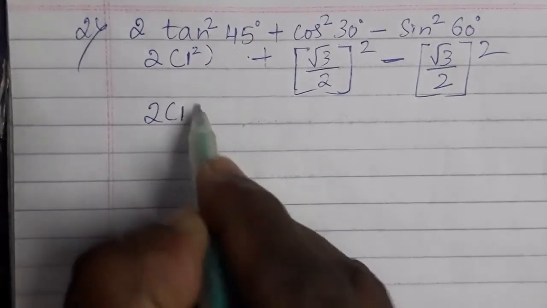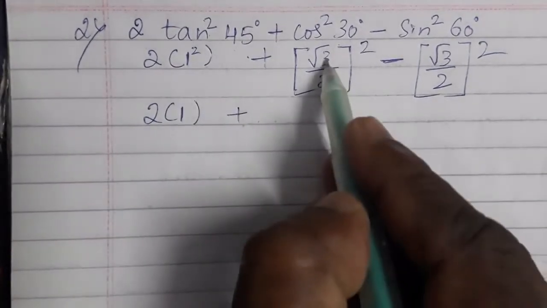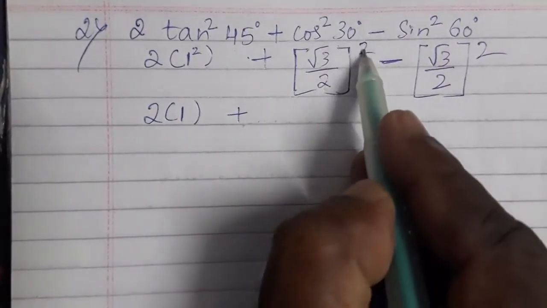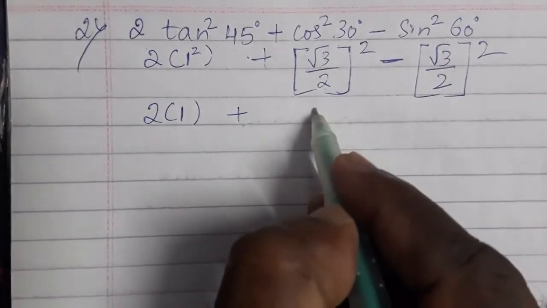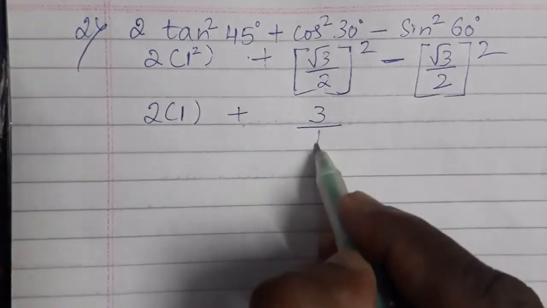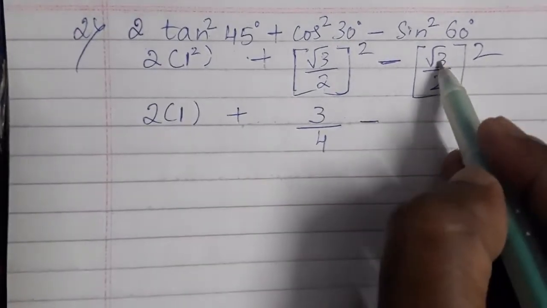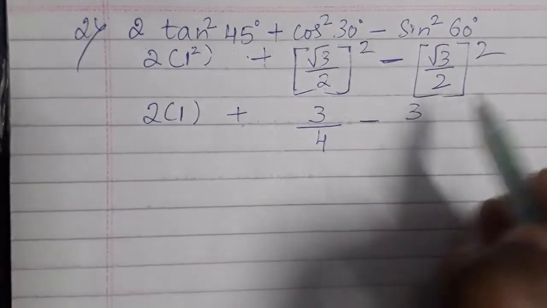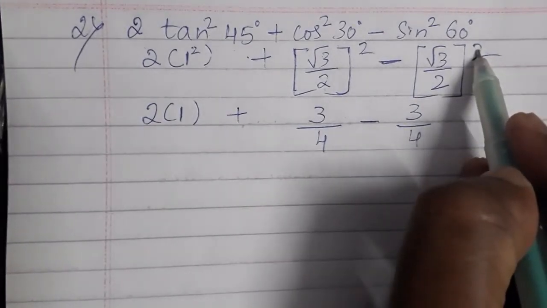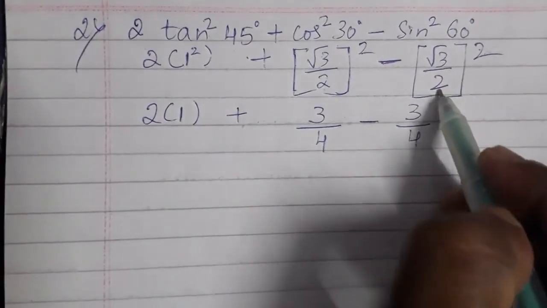2 into 1 square is 1 plus root 3 whole square. This square belongs to numerator as well as denominator. So root 3 the whole square will become 3. 2 square is 4 minus root 3 the whole square is 3. 2 square is 4. As I told you, this power exponent belongs to numerator as well as denominator.